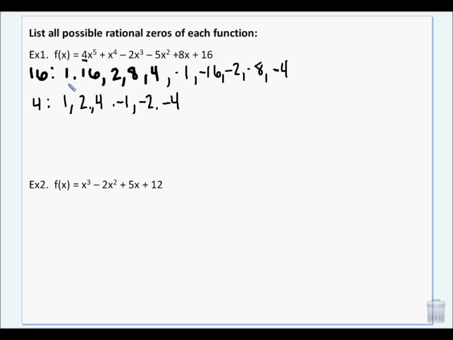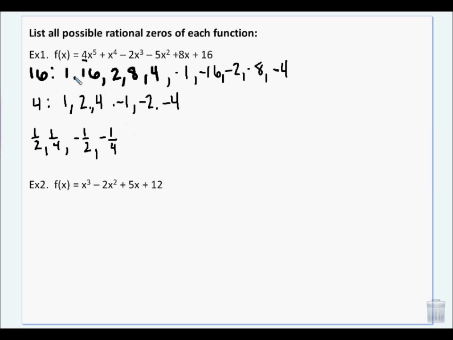So 1 divided by 1 is 1, but 1 divided by 2 is 1/2. So I'm going to have that 1/2. Sorry, I'm skipping. 1 divided by 4 is 1/4. 1 divided by -1 is -1. We already have that. 1 divided by -2 is -1/2. And then 1 divided by -4 is -1/4.